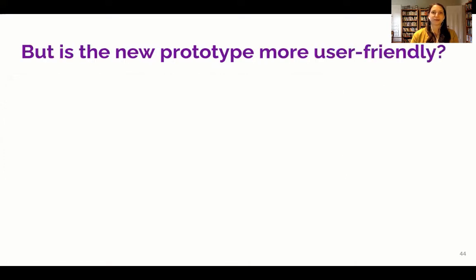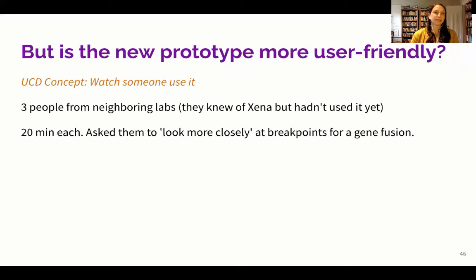But one of the questions we had was that, okay, so we've created this prototype, but is it actually more user-friendly? And what we decided to do was employ the user-centered design concept of watching somebody use it. So what we did was we took 3 people from the neighboring labs. We just went in and said, hey, can we grab 20 minutes of your time? Yeah, it's no problem. You haven't used Xena. And we just asked them to, quote, look a little more closely at breakpoints for a gene fusion. So gave them a task that would ask them to zoom.